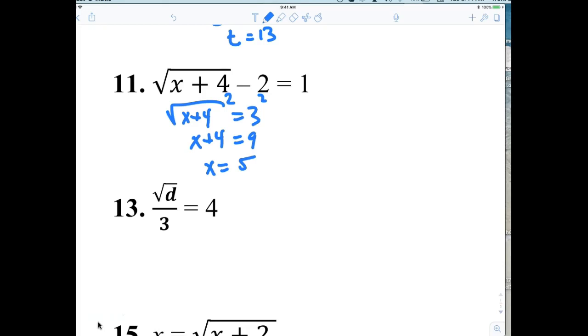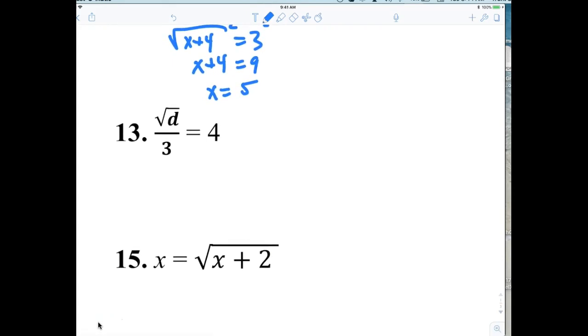You hear me? Yes. Did you see I added 2 to both sides, right? All right, I have divided by 3. So you have to multiply both sides by 3. So radical d equals 12. D equals 144. How do you get 144? 12 times 12. Yes, sir. 12 squared is 144.